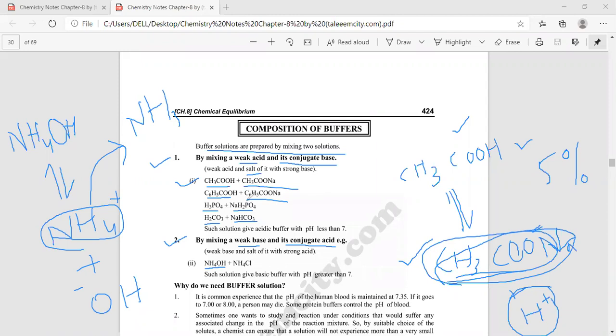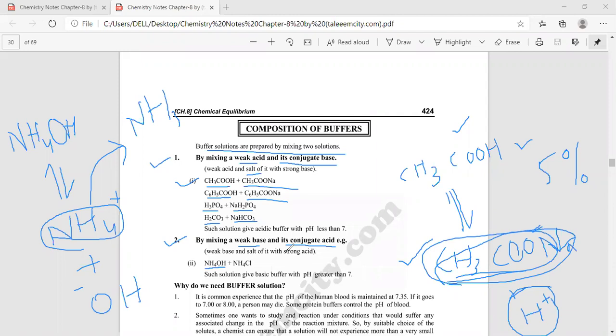These are the two types of buffer solution. One with the weak acid and its strong conjugate base, and the second one is the weak base with its strong conjugate acid. Why do we need a buffer solution? As I have given you one example, human blood has a pH of 7.35. If this pH is disturbed, for example, if its pH becomes 7 or 8, then how can the human body maintain the pH? The human body maintains the pH because there are some protein buffers in the human body. That's why the pH of human blood is maintained. If the human body does not maintain the pH, then humans can die.